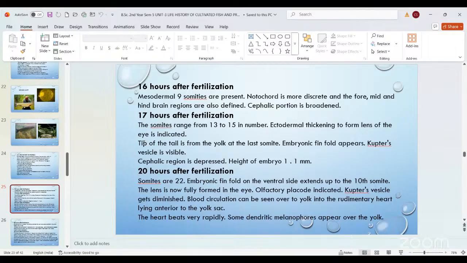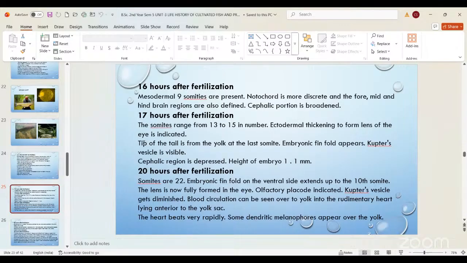Ectodermal thickening to form lens of the eye is indicated. Tip of the tail is free from the yolk at the last somite. Embryonic fin fold appears. Kupffer's vesicle is visible. Cephalic region is depressed. Height of the embryo is 1.1 millimeter.